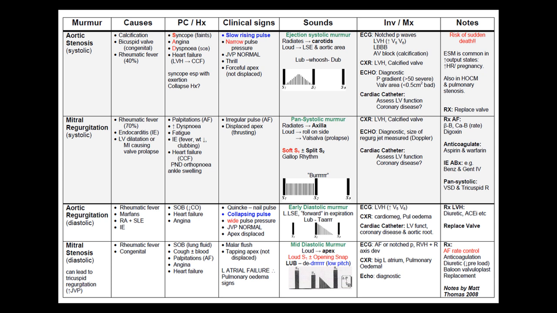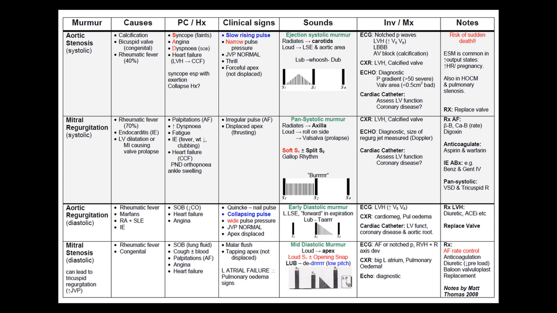The second systolic murmur is mitral regurgitation. This is a pan-systolic murmur. It happens throughout systole. 70% of the cases of mitral regurge are caused by rheumatic fever or infective endocarditis, which will cause left ventricular dilatation, or an MI has caused valve prolapse by snapping the heartstrings and allowing the mitral valve to fall back down, causing it to essentially flap in the flow of blood.